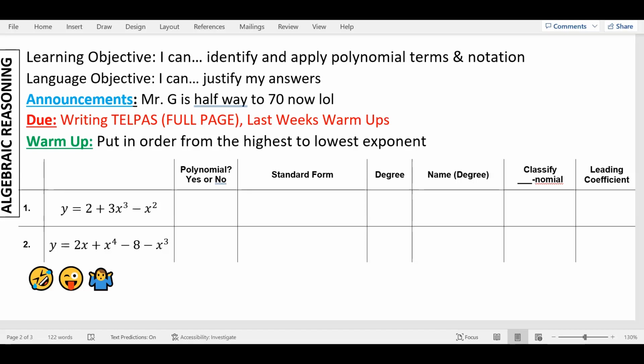We all need that, you know? All right, so here we go. We're going to identify and apply polynomial terms and notation like we usually do. Hey, how'd I get out of that envelope? Hey.